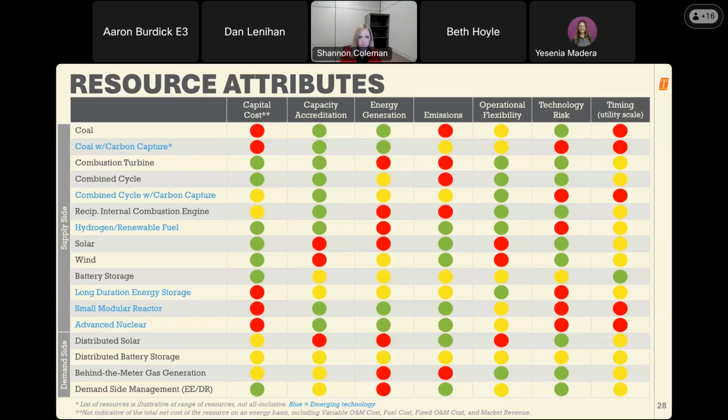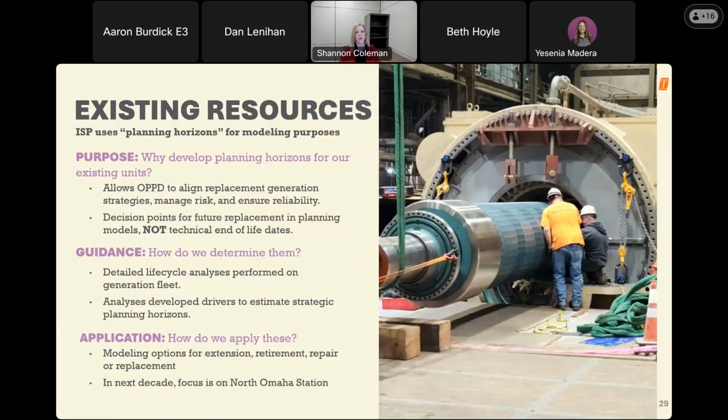Next slide. So the model isn't only selecting capacity expansion options in a vacuum, it's selecting new resources to be added to our existing and projected portfolio. Therefore, we have to inform the model on our existing generation fleet and each unit's operating parameters. For modeling purposes, we establish planning horizon assumptions for each unit in our existing fleet. The planning horizons are decision points for future conversion or replacement in planning models, but are not technical end-of-life dates.